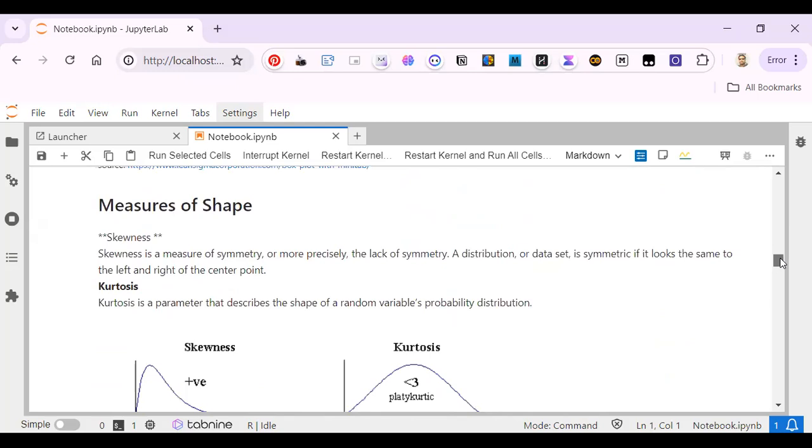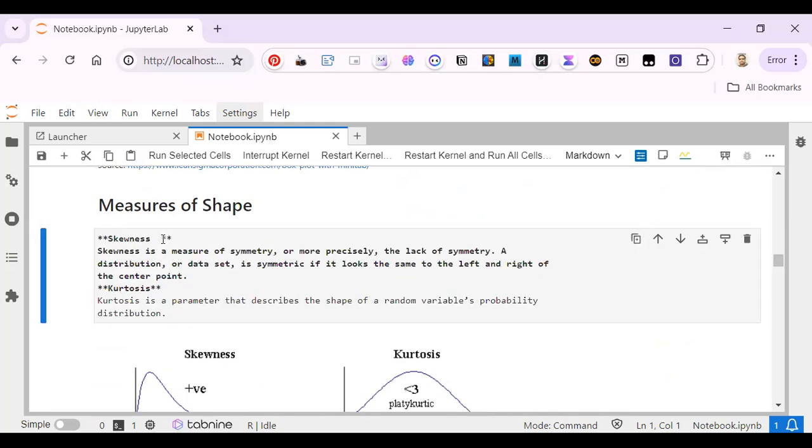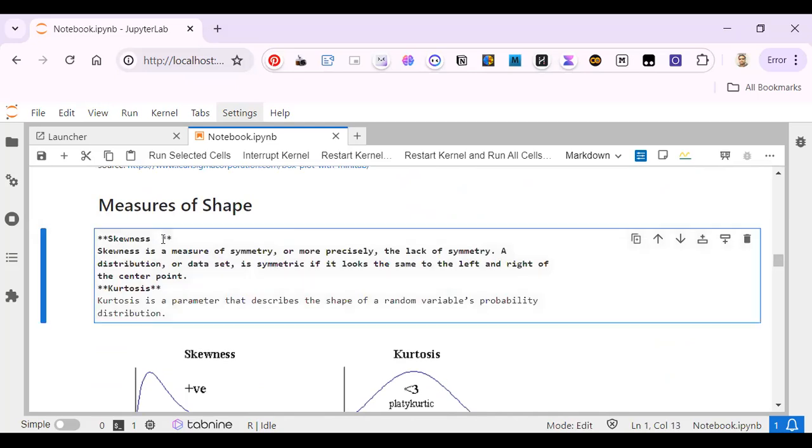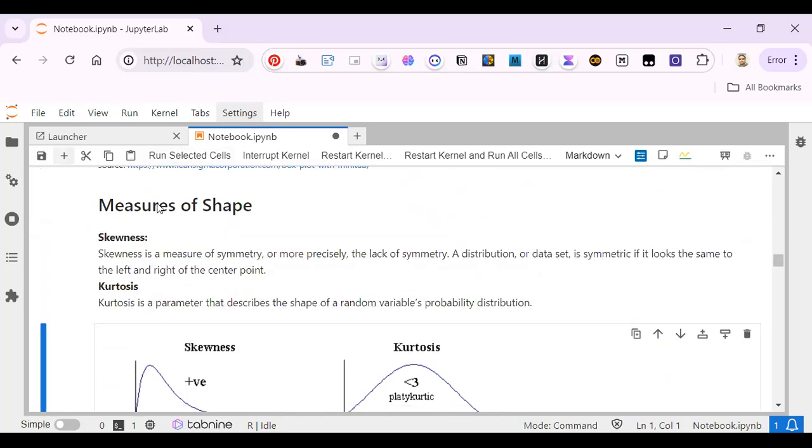So this is the measure of shape in general, which explains whether the shape contains skewness and kurtosis. These are the main things we have to focus on while looking into shape. Okay, what is skewness? Skewness measures symmetry. More specifically, a distribution of a data set is symmetrical if it looks the same on the left side and the right side.